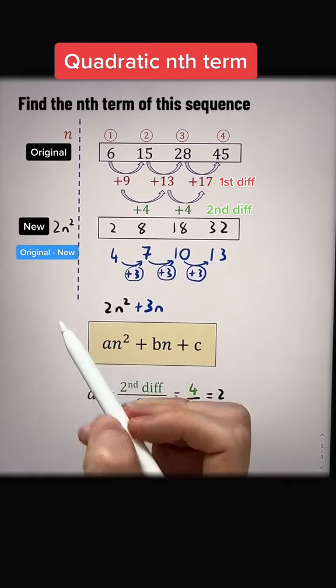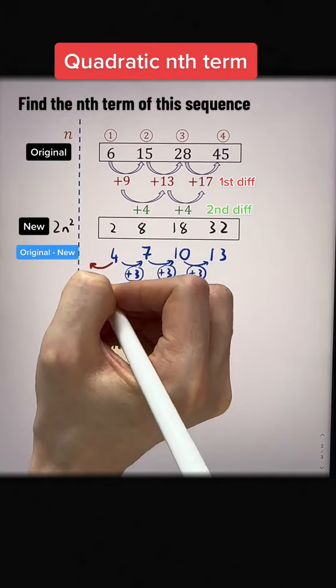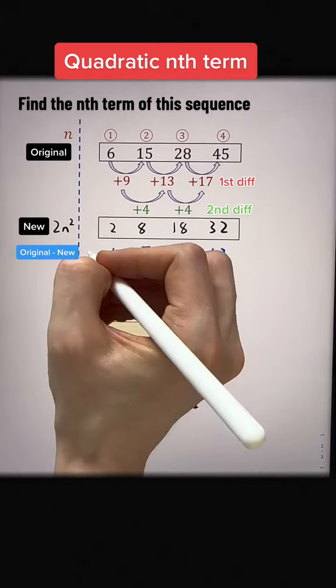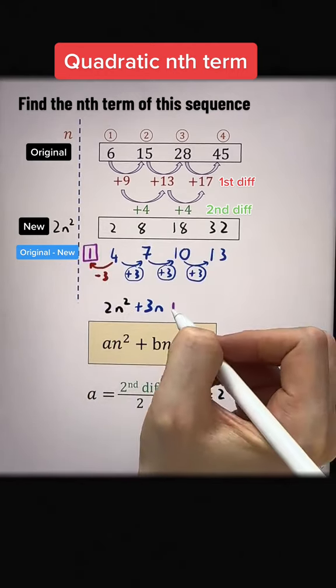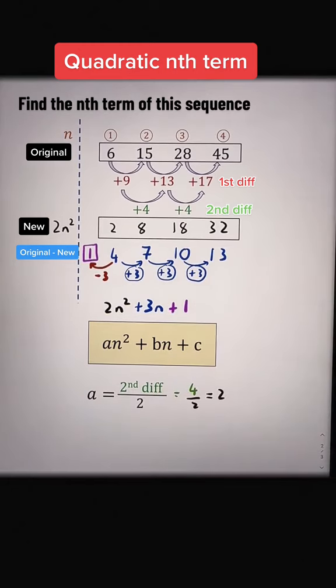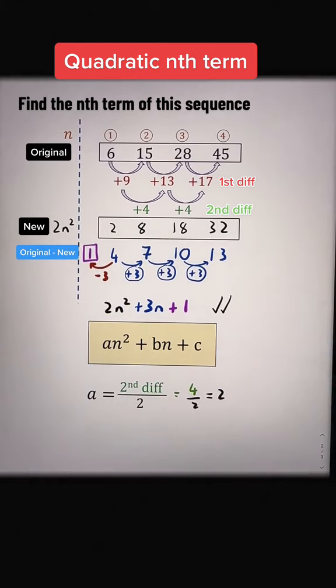Now I need to work backwards to find the 0 term. The opposite of add 3, therefore, is to subtract 3. 4 subtract 3 gives us 1. Whatever we get here for the 0 term, we must place on the end. Therefore, my final answer for 3 marks, my quadratic nth term, is 2n squared plus 3n plus 1.